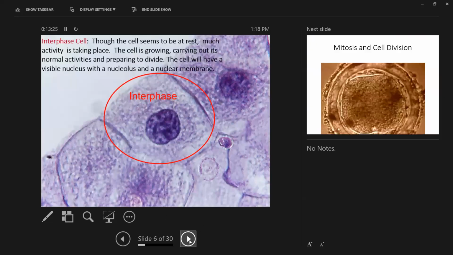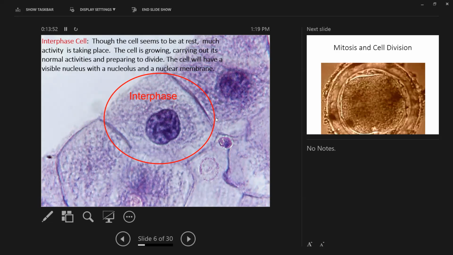So this is what a cell looks like in interphase. Big nucleus, cytoplasm, cell membrane. We can't see much here, but this is when a cell is busy being a cell. It does all the cell things it's supposed to do. There's its nucleus right there in the center of the circle, underneath the label interphase. There's a cell next to it with its nucleus present.